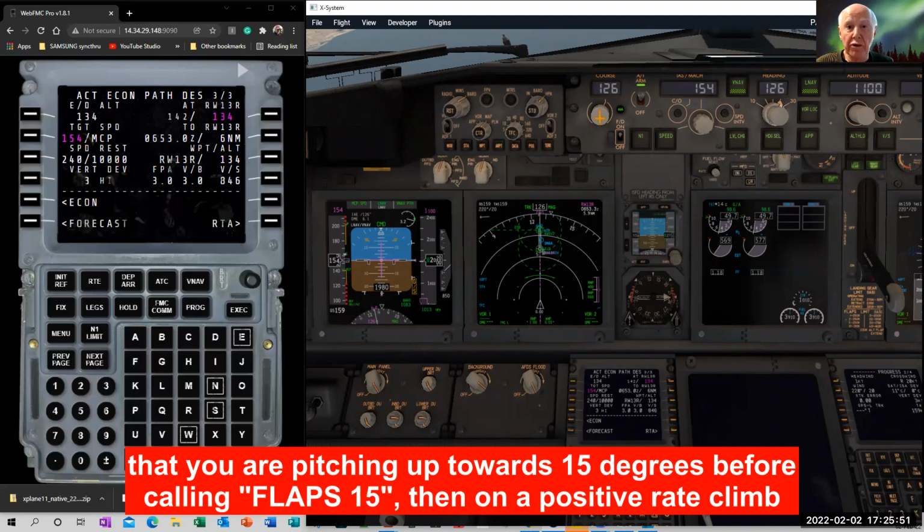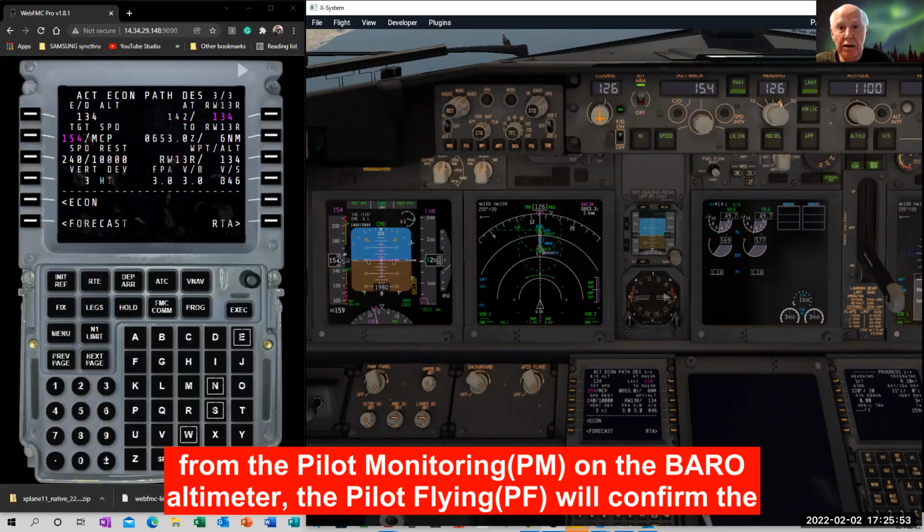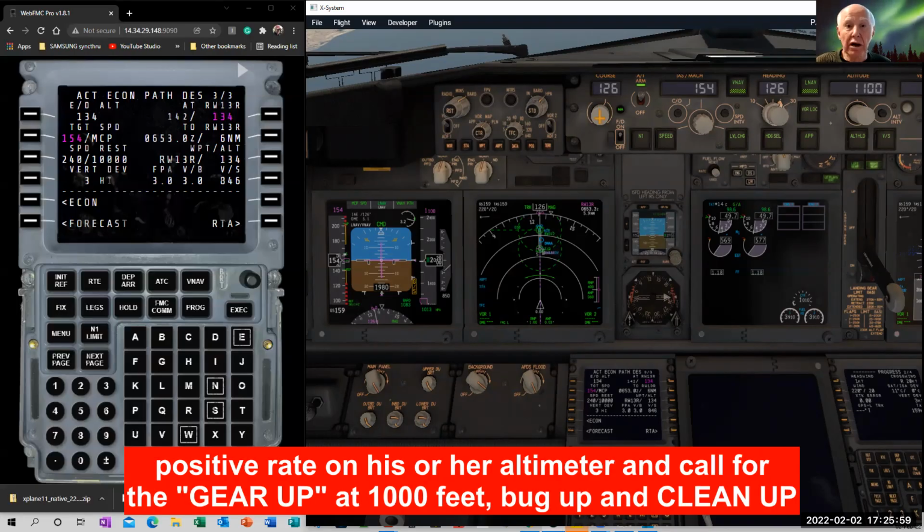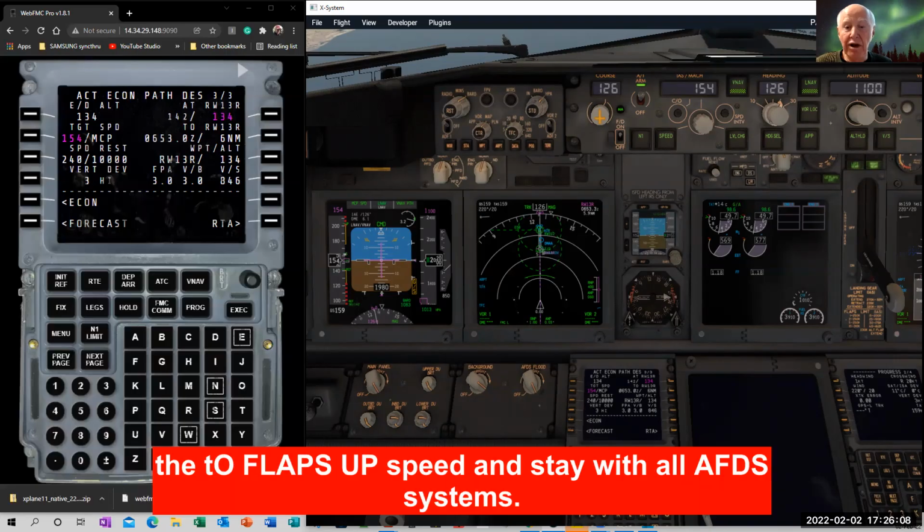Then on a positive rate climb from the pilot monitoring on the barometric altimeter, the pilot flying will confirm the positive rate on his or her altimeter and call for the gear up. At 1,000 feet, bug up and clean up to flaps up speed and stay with all AFDS systems.